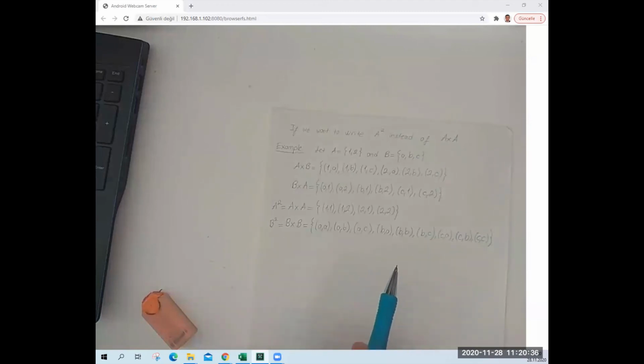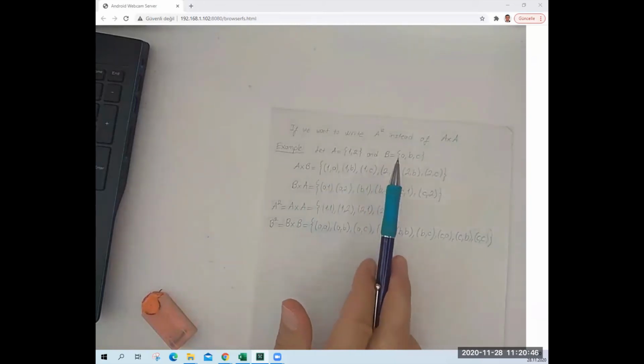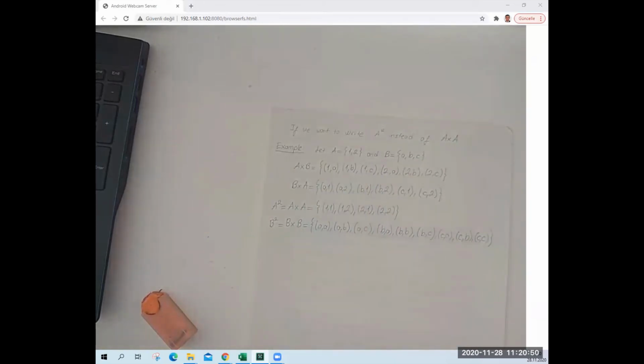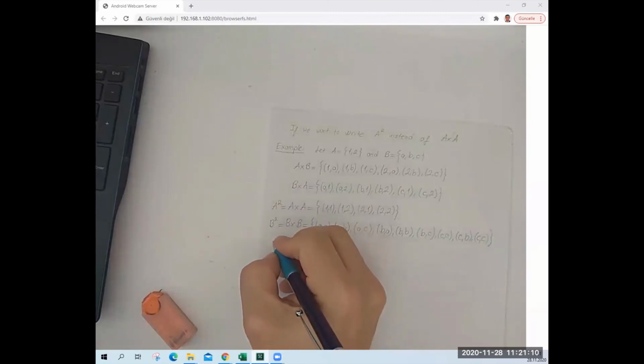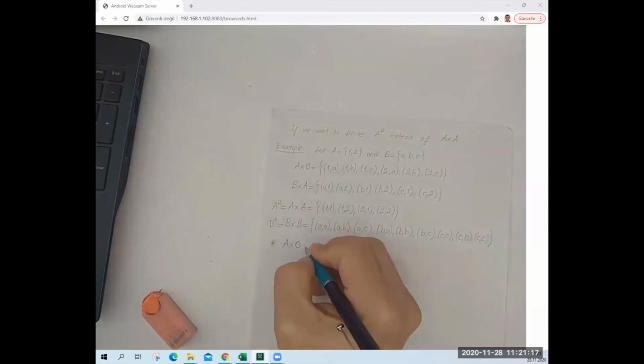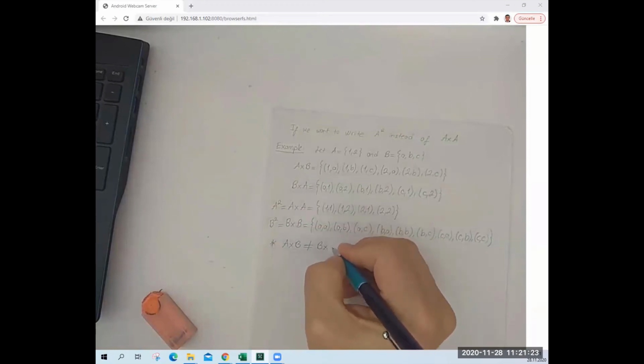So we saw A cross B and B cross A as product sets, considering the sets A and B. And what we have next, first of all, as you see, we can say A cross B is not equal to B cross A.